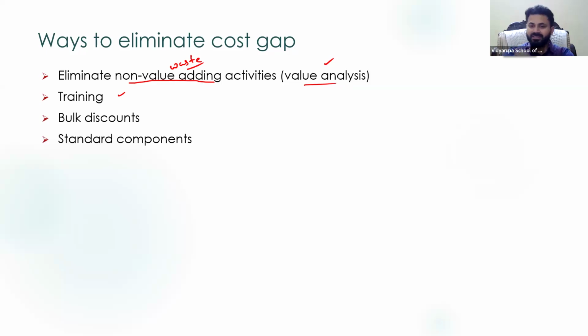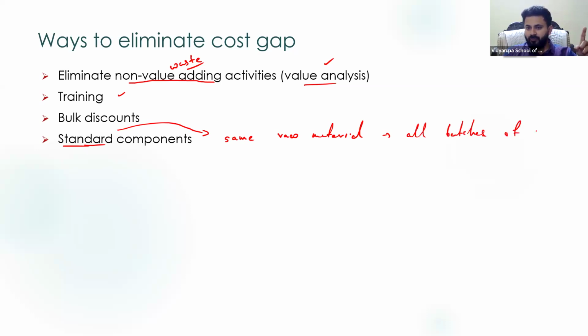Use standard components. This is new. This you guys had not mentioned. What do you mean standard components? We are not referring to using high quality standard. When we say standard components, we are basically meaning the same raw material for all batches of a product. For one product, for all the different batches that you're producing, use the same raw material. Don't play with the raw materials, the components.